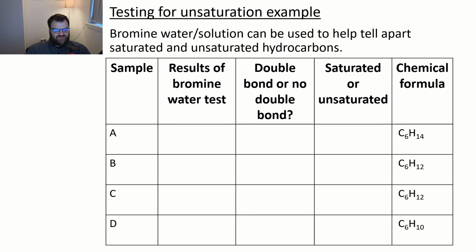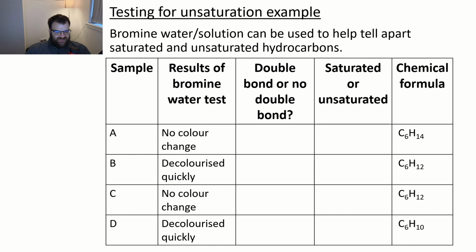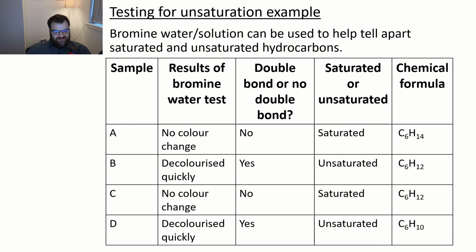Where this can be useful is if you have samples of hydrocarbons that you are not sure if they have carbon-to-carbon double bonds, we can test them all with bromine. So in this setup, we've had our 4 results of A and C do not change the colour, whereas B and D did decolorize bromine solution. That means that the no colour change have no carbon-to-carbon double bond, whereas B and D do have at least 1 carbon-to-carbon double bond. When it comes to saturated or unsaturated, well, if there's no double bond, that means it's single bonds. So A and C are saturated, whereas B and D are unsaturated compounds.